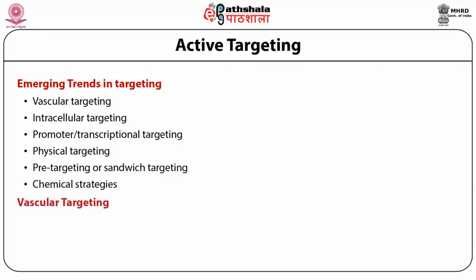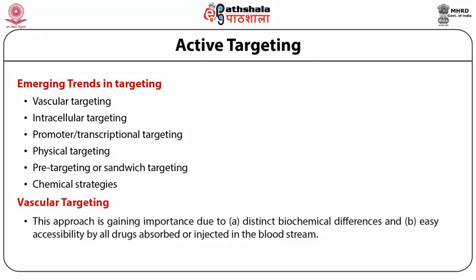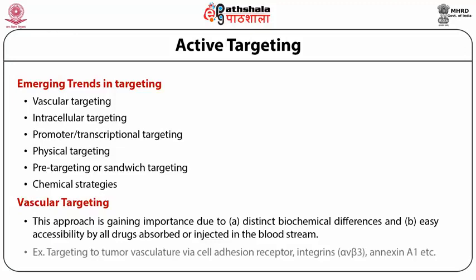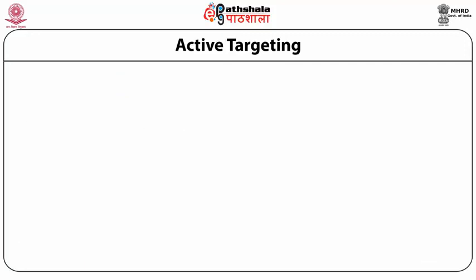In the vascular targeting, you can see it is important because of distinct biochemical differences and easy accessibility by all drugs absorbed or injected in the bloodstream. We mean here by distinct biochemical differences that the vasculature has some specific structure as well as presence of some specific molecules. For example, you can target the tumor vasculature via cell adhesion receptor and integrins or some antigens.